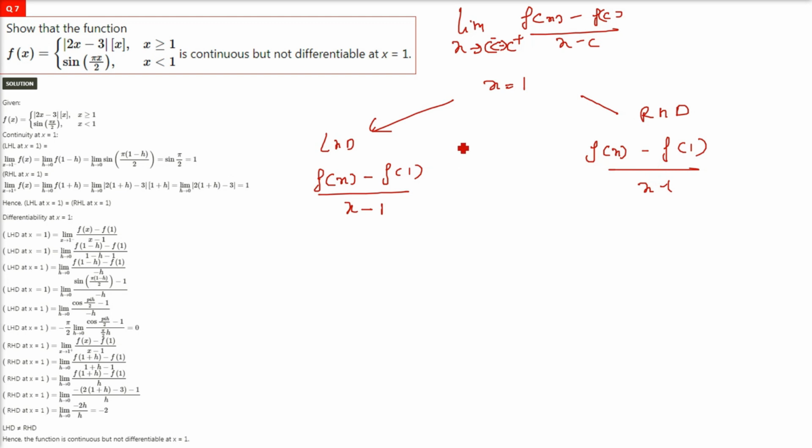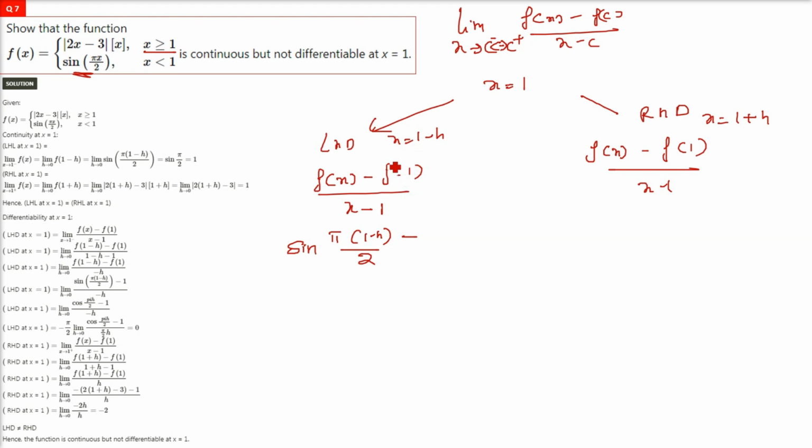Okay, because when you have x greater than or equal to 1, this is the function you are going to use. So on the right hand side, the right hand derivative, you have used 1 plus, and for the left hand derivative 1 minus. So you have to see which function you have to use. When you are above 1, you can say 1 plus h, and for the left hand derivative 1 minus h. So f(x) in the left hand derivative will be sine pi x by 2. Sine pi into x, in place of x write (1 minus h) by 2, and minus f(1).